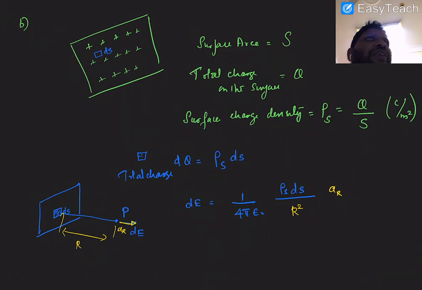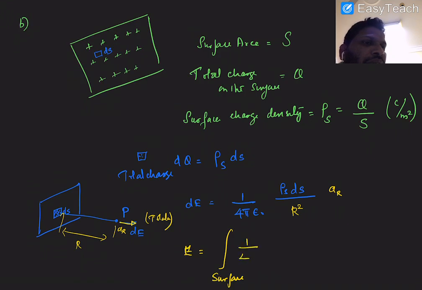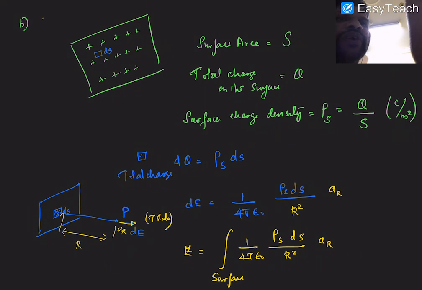Now if you want to find the total electric field at this point, you have to integrate this. That means the electric field is given as the integral over the whole surface of 1 by 4 pi epsilon 0 rho s into ds divided by r square into AR. So this is the electric field due to the surface charge.